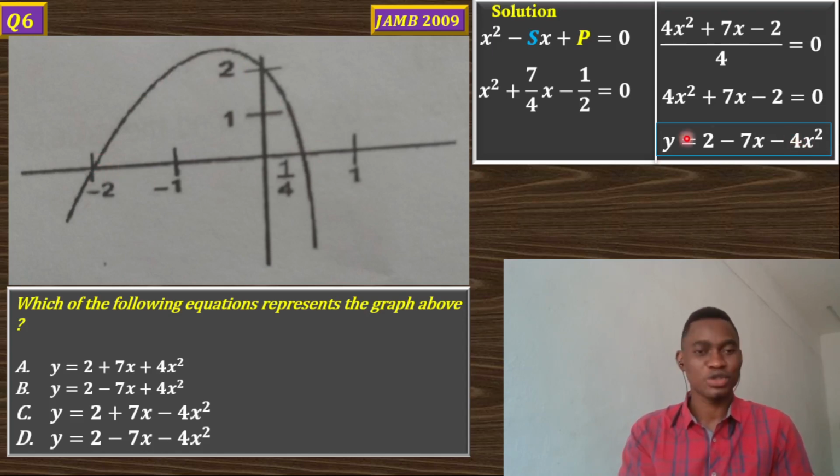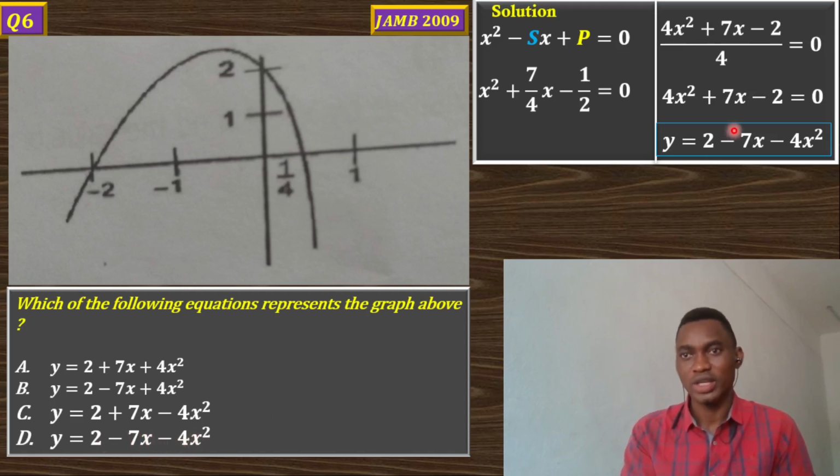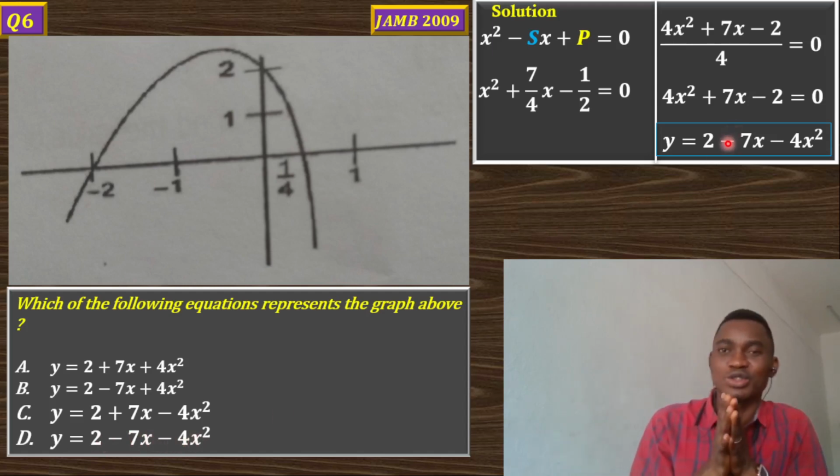So the correct option to this question is option D. Yes, y equal to 2 minus 7x minus 4x squared. Yes, that's the correct option to this question.